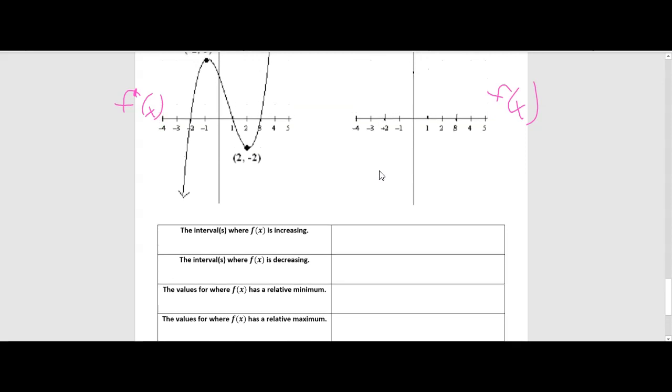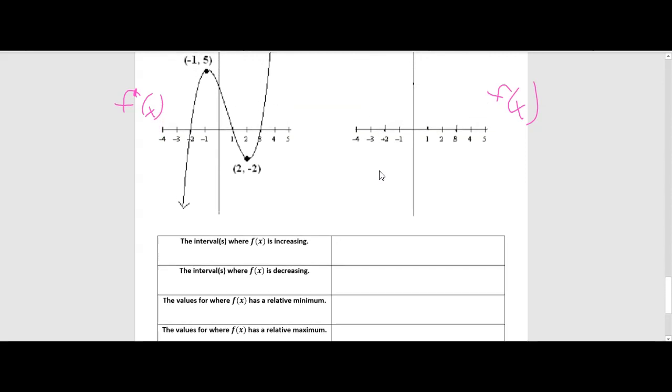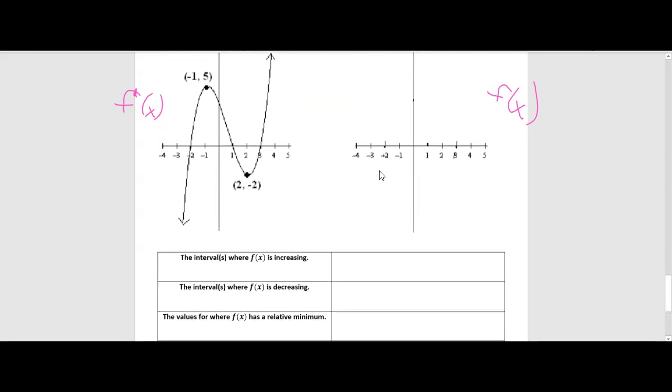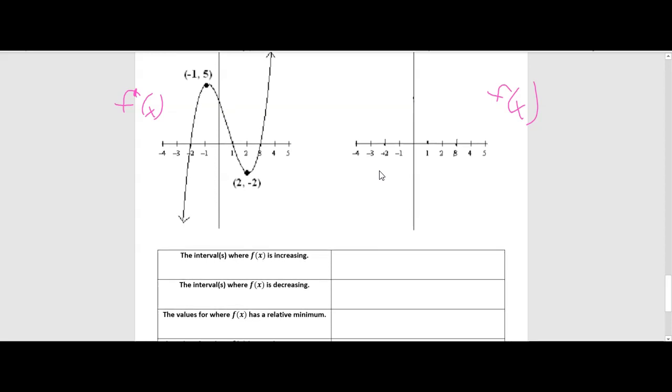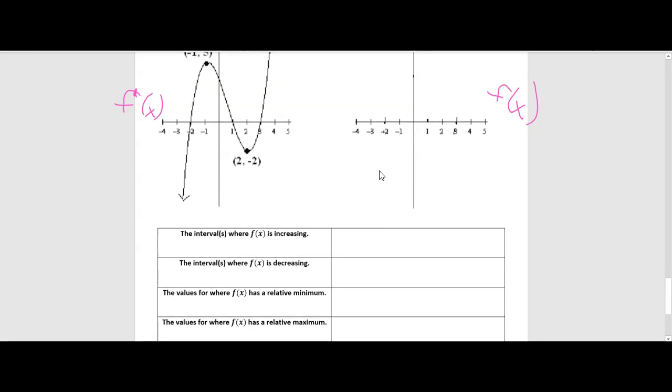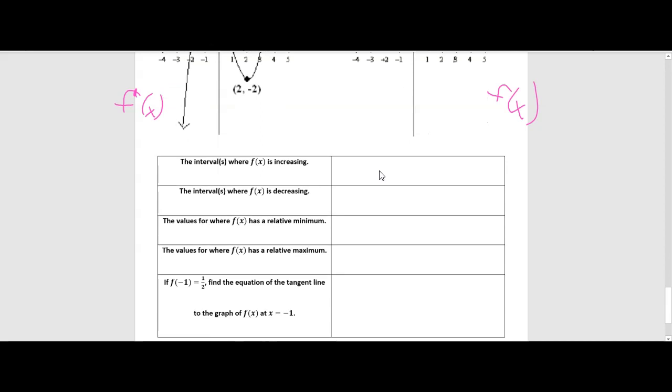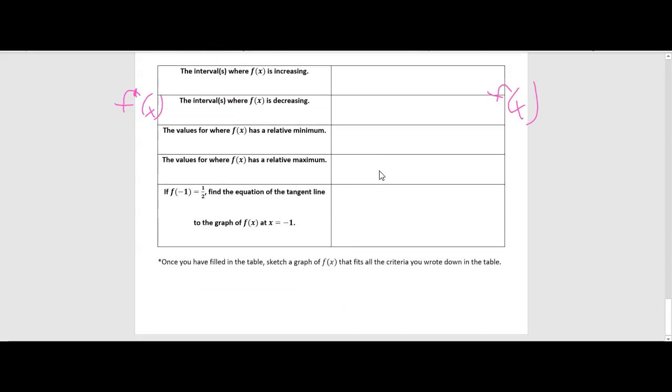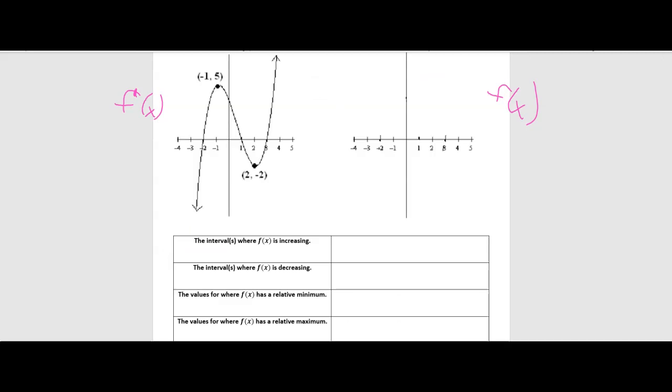So let's see, I can squeeze, okay, good. I can squeeze all of these questions in here. Maybe make it a little smaller for us. Okay, so everything's in here except the equation of the tangent line question, which we'll get to at the end if we have some time.